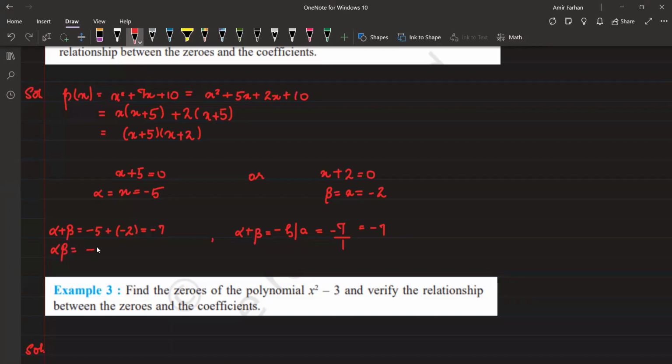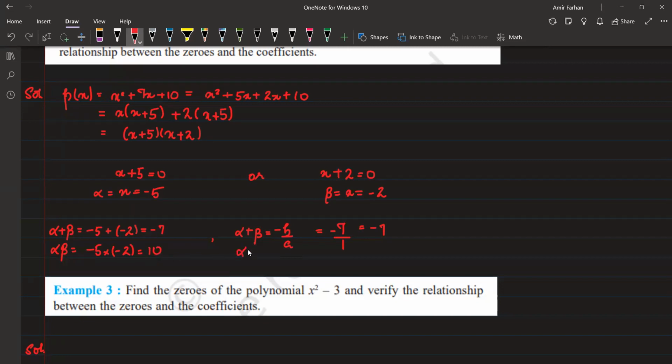Minus 5 into minus 2 will be equal to, what will be the value? Positive 10. Negative of 5 into negative of 2, so it's 10. Yes, positive 10. Both of you got the correct one. Very good. So it's 10.